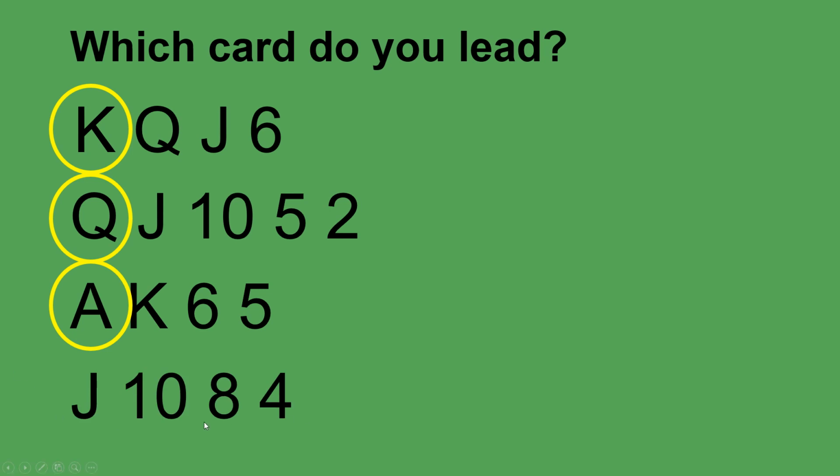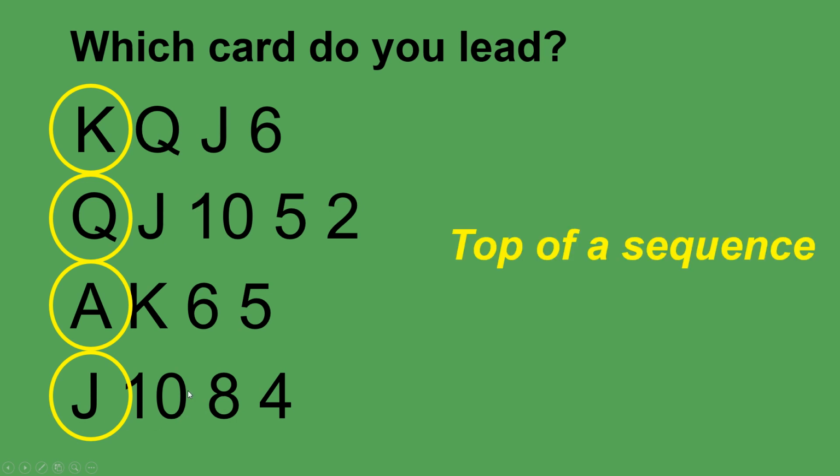What about this suit? Which card would you lead? Pause the video. I hope you said you would lead the jack. You have a sequence, jack, 10, and then the 8. You lead the jack. You're telling your partner that you don't have the queen, but you do have the 10. You always lead from the top of a sequence, the highest card in a sequence.